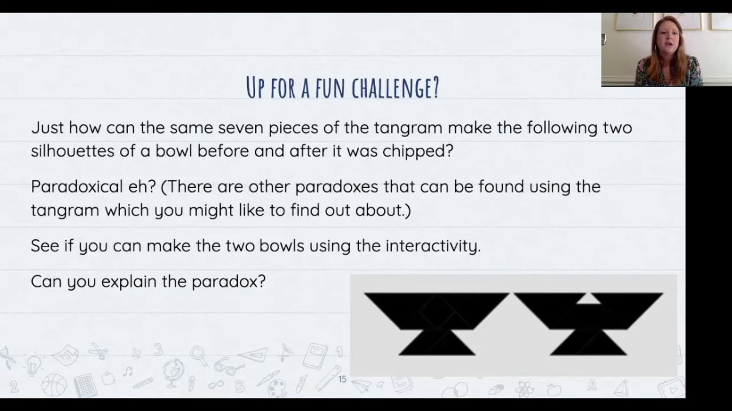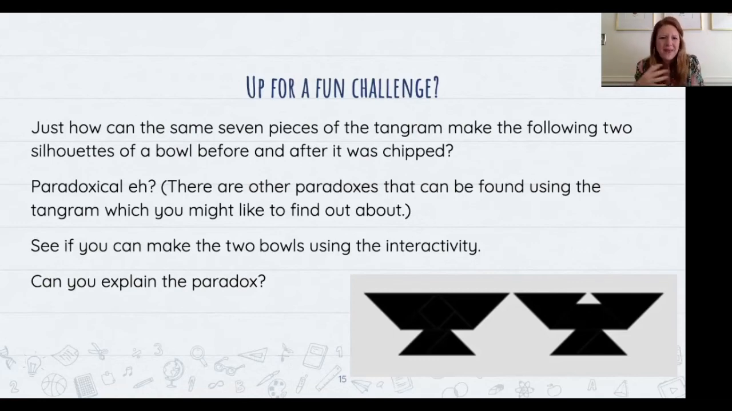And it says, just how can the same 7 pieces of the tangram make the following 2 silhouettes of a bowl before and after it was chipped? Paradoxical, eh? There are other paradoxes that can be found using the tangram, which you might like to find out about.